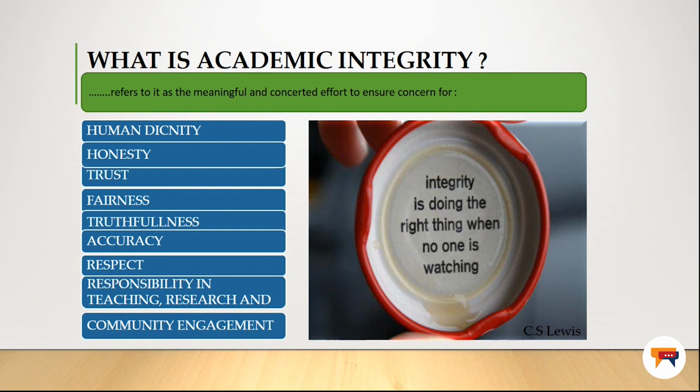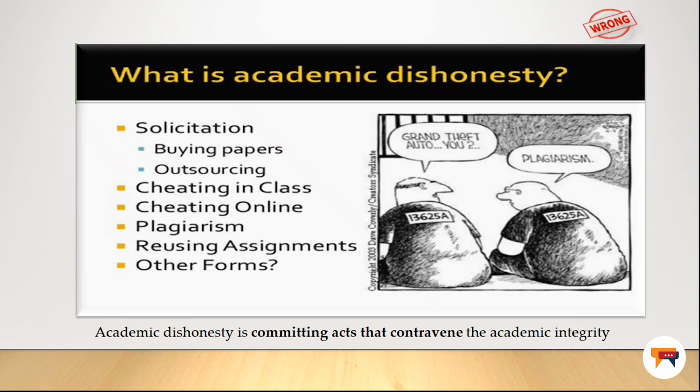UNISA policy defines it as the meaningful and concerted effort to ensure concern for human dignity, for honesty, for trust, for fairness, truthfulness, accuracy, respect, and responsibility in teaching, research, and community engagement. We therefore cannot speak of academic integrity and not address issues of academic dishonesty. The opposite of academic integrity is academic dishonesty.